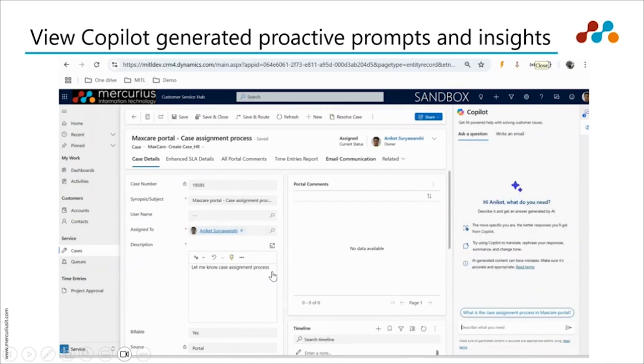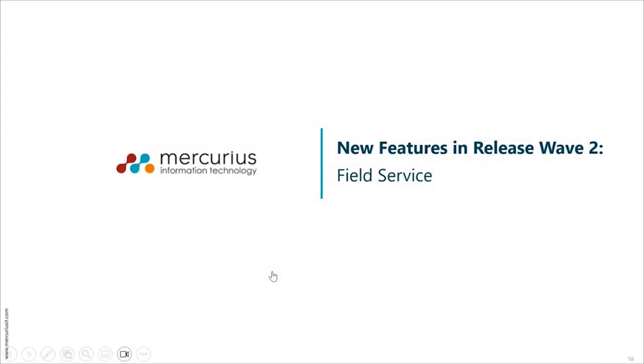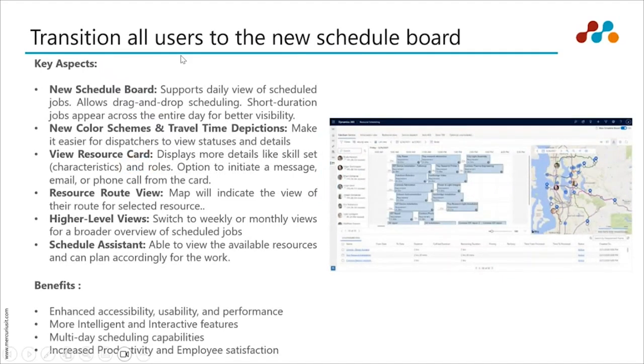So these were some of the updates for customer service. Now we will move to our next module, that is field service. The first update is transitioning all users to the new schedule board. If you talk about the schedule board in field service, it is basically an interface used by the field service user, called a dispatcher, who handles the work orders and the assignment of work orders to the resources.